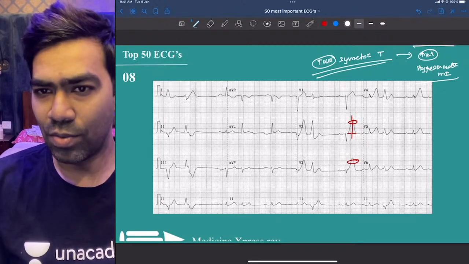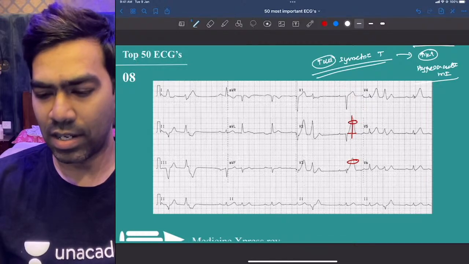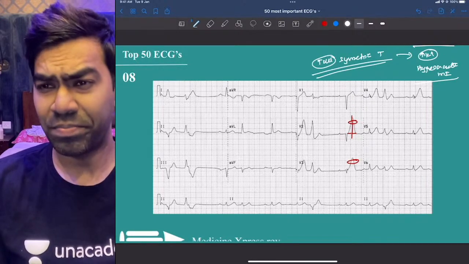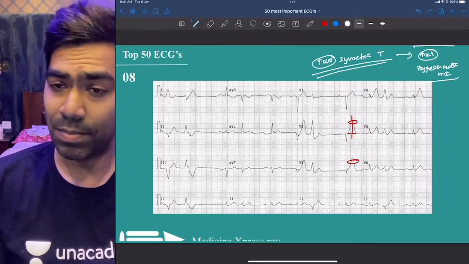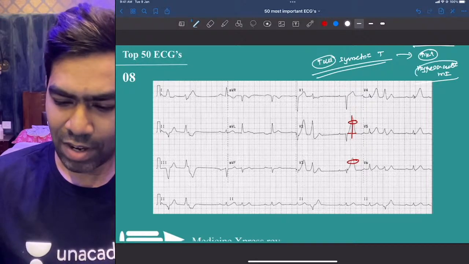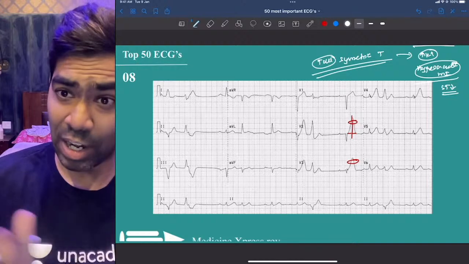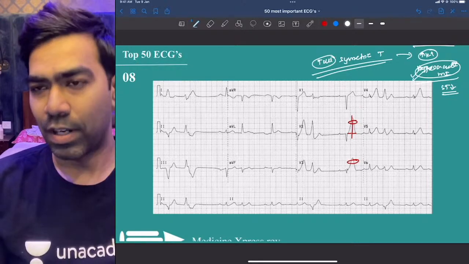So how can you confirm that it's a hyperacute MI and it is not hyperkalemia? It's very difficult to differentiate, because both hyperkalemia as well as hyperacute myocardial infarction will have tall, symmetric, peaking T waves. But in case you have an associated ST depression along with the tall T wave like this, then it goes towards a hyperacute MI.